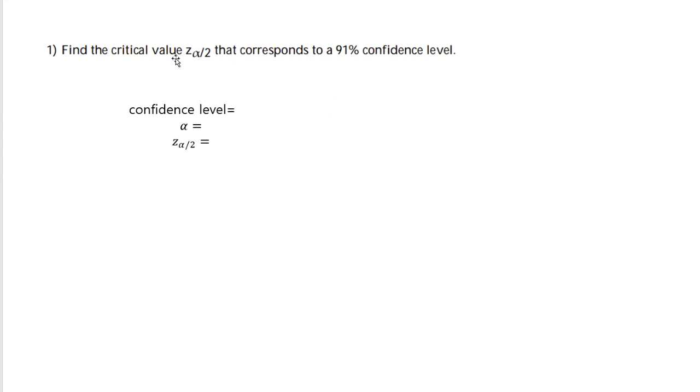Find the critical value z alpha over 2 that corresponds to a 91% confidence level. Well, the confidence level is 0.91, and alpha is 1 minus the confidence level, so 1 minus 0.91 will be 0.09, right? And then z alpha over 2 would be inverse norm of 1 minus alpha over 2, which is 1 minus 0.09 over 2.